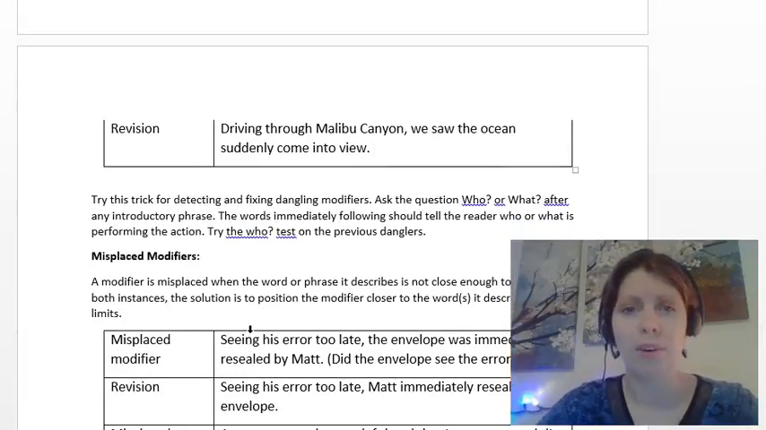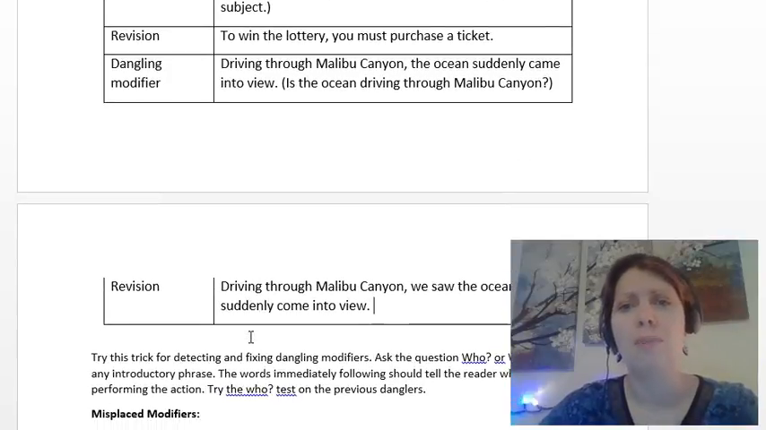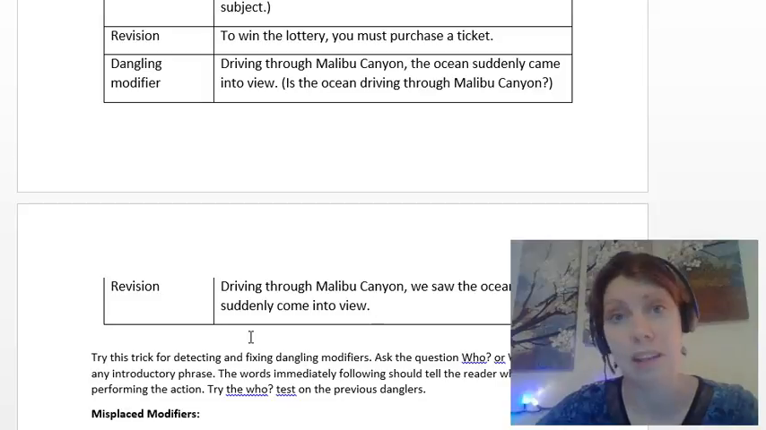Try this trick for detecting and fixing possible dangling modifiers. Ask the questions who or what after the introductory phrase. The words immediately following should tell the reader who or what is performing this action. Try the who test. Okay, let's look at the first one. To win the lottery, a ticket must be purchased. By who? Or, who's going to win? Who buys the ticket? Driving through Malibu Canyon, the ocean suddenly came into view. Who was driving? And then who came into view, or what came into view?